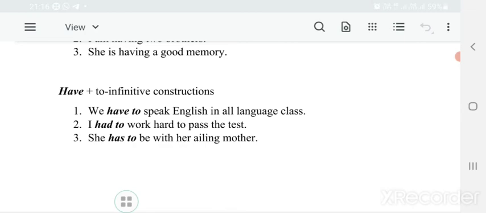कोई मजबूरी की बात जब आपको जाहिर करनी होती है, कहीं मजबूरी है. वी हैव टू स्पीक इंग्लिश इन ऑल लैंग्वेज क्लास. हमें बोलना पड़ता है इंग्लिश. वी हैव टू स्पीक. सो हैव इज फॉलोड बाय अ टू दैट शोज सम काइंड ऑफ कंपल्शन. आई हैड टू वर्क हार्ड टू पास द टेस्ट. मुझे बहुत मेहनत करनी पड़ी. ऑब्लिगेशन, करनी पड़ी. हैज़, हैव, हैड के बाद अगर टू आता है, हैज़, हैव, हैड प्लस टू, it shows some kind of compulsion.